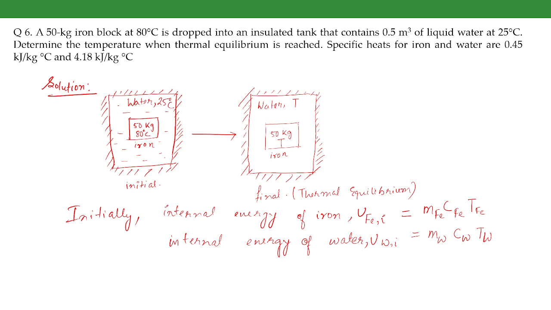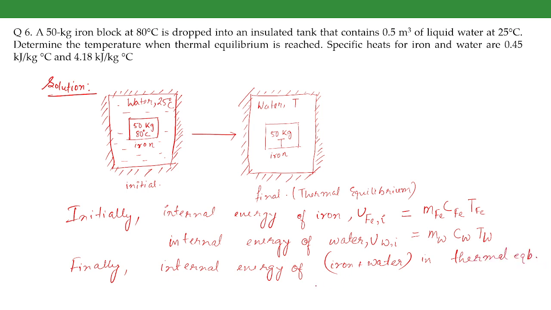Okay, now finally, when the thermal equilibrium is attained, the internal energy of iron plus water in thermal equilibrium, let us denote it as U final, will be m_Fe c_Fe and the temperature, now the temperature of iron will be T, plus mass of water, specific heat of water, and finally the temperature of water will also be T. So T is basically the equilibrium temperature.